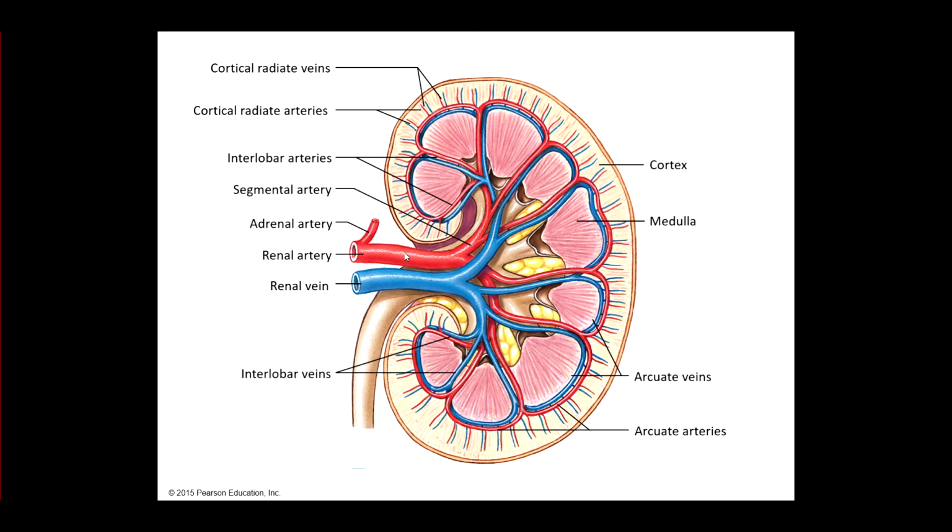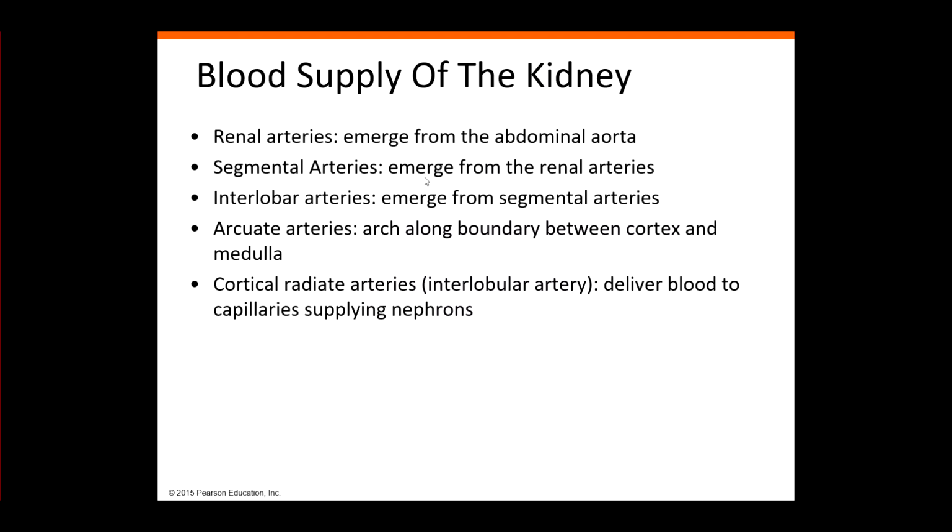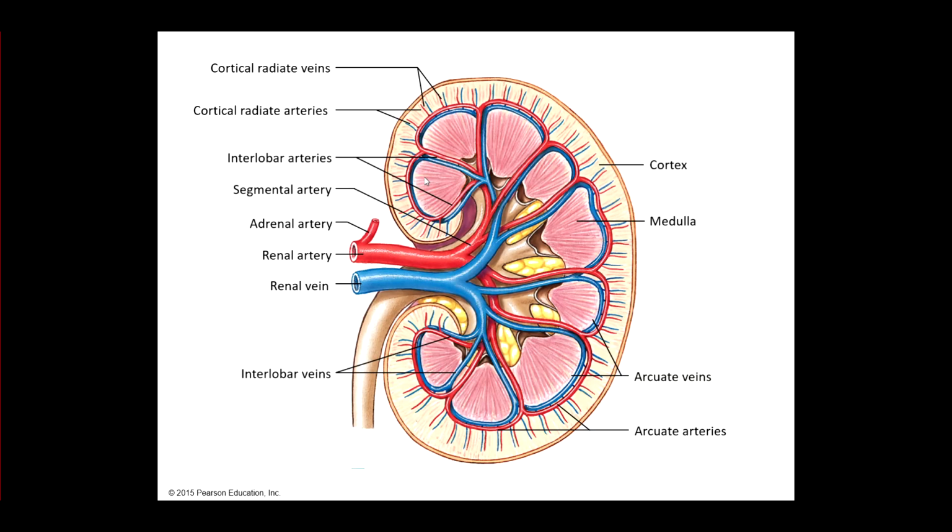Once the renal artery enters the kidney, it's going to divide into some branches. We're going to call these branches right here, and this would be another one over here, the segmental arteries. They're going to branch off of the renal arteries. The segmental arteries then branch off.